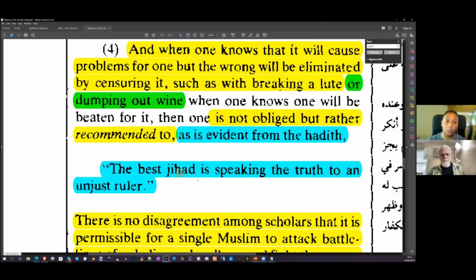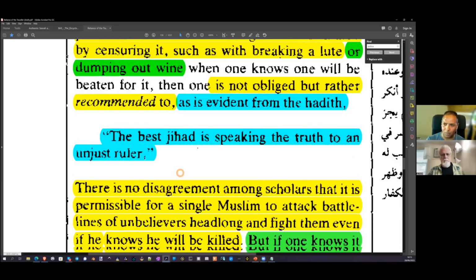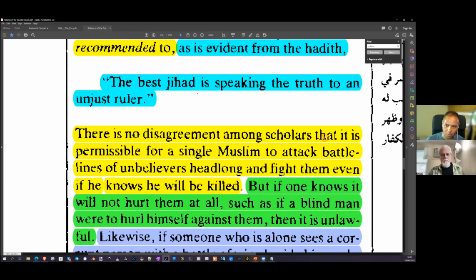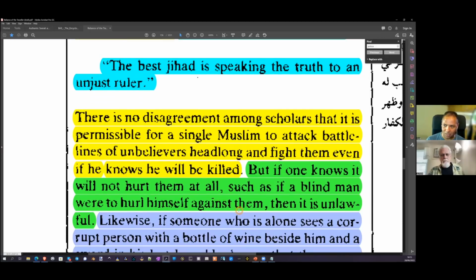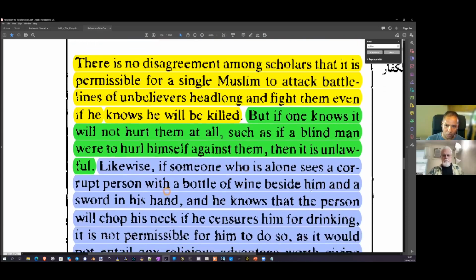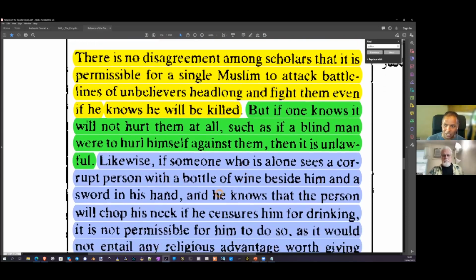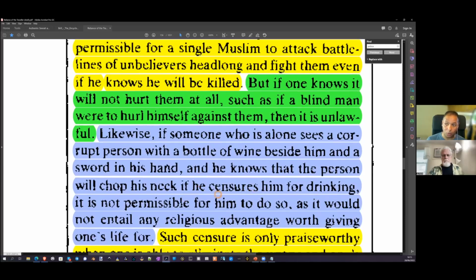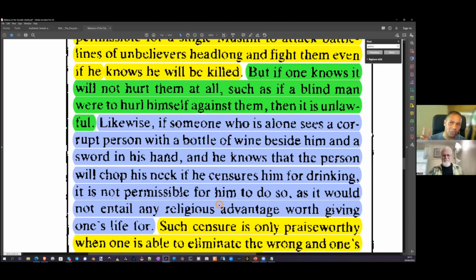Let's see how the scholars interpret this hadith. Do they do it literally, or is there like a metaphorical spin to it? Let's have a look. There is no disagreement among scholars that it is permissible for a single Muslim to attack battle lines of unbelievers headlong and fight them, even if he knows he will be killed. But if one knows it will not hurt them at all, such as if a blind man were to hurl himself against them, then it is unlawful. Likewise, if someone who is alone sees a corrupt person with a bottle of wine beside him and a sword in his hand, and he knows that the person will chop his neck if he censures him for drinking, it is not permissible to do so, as it would not entail any religious advantage.